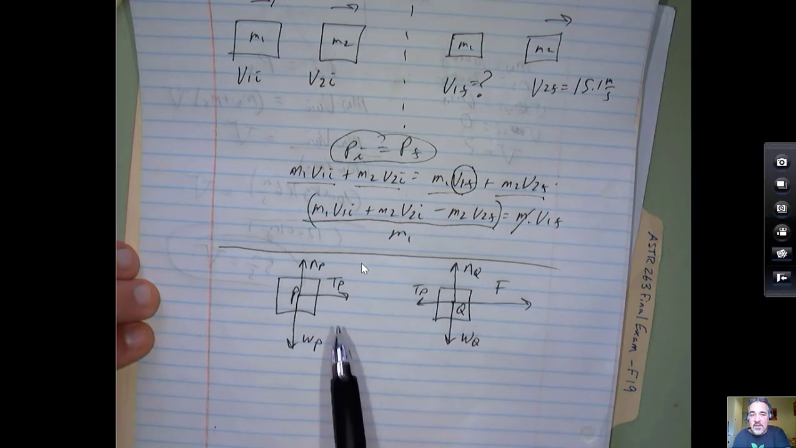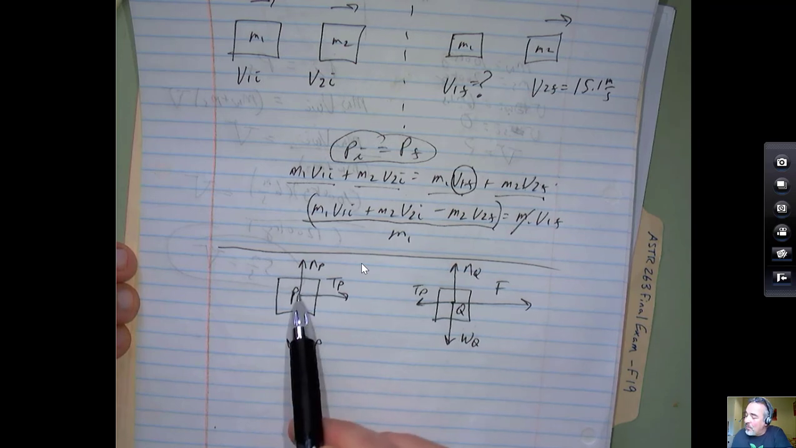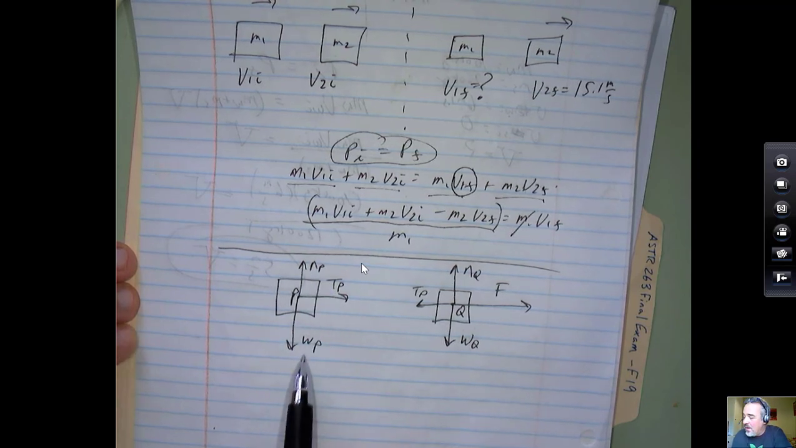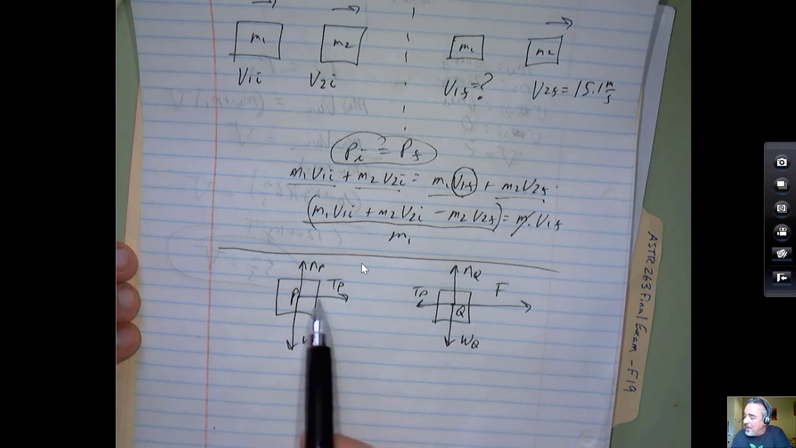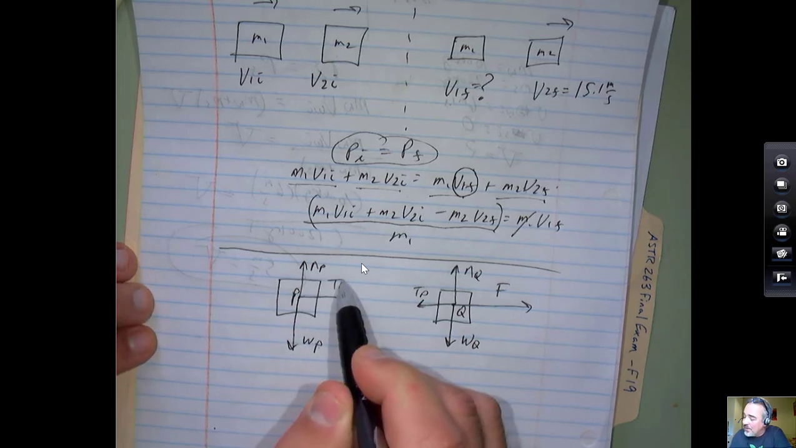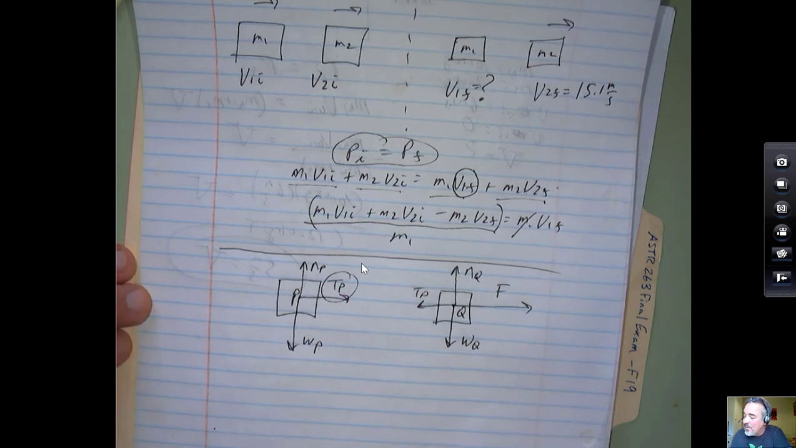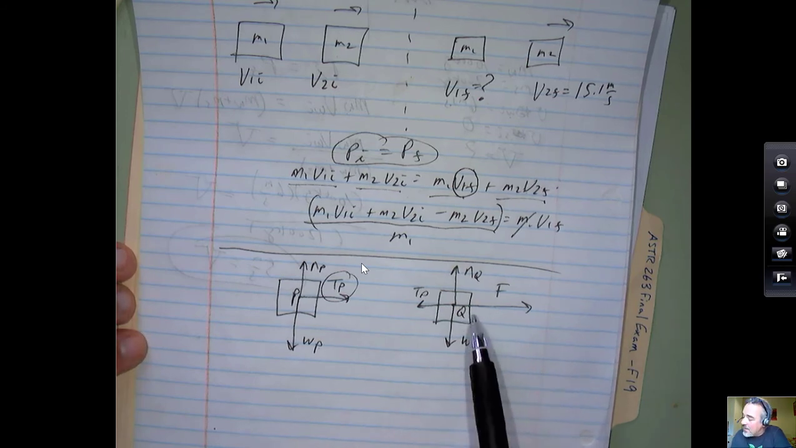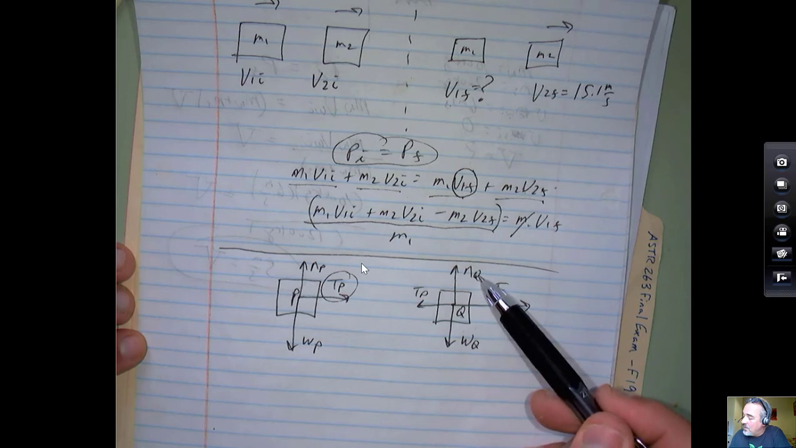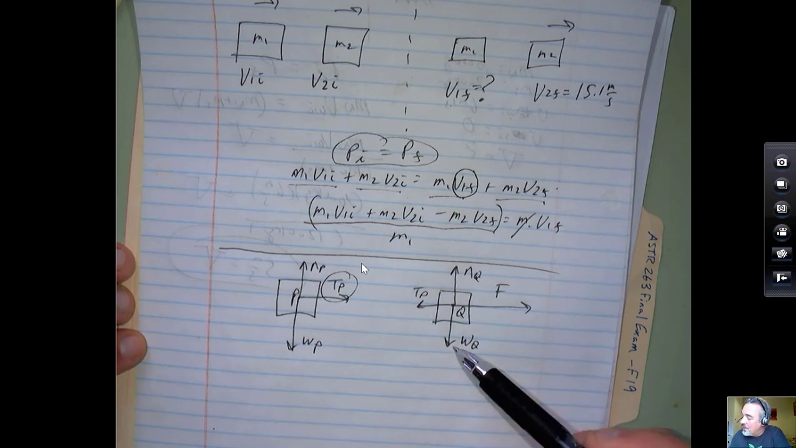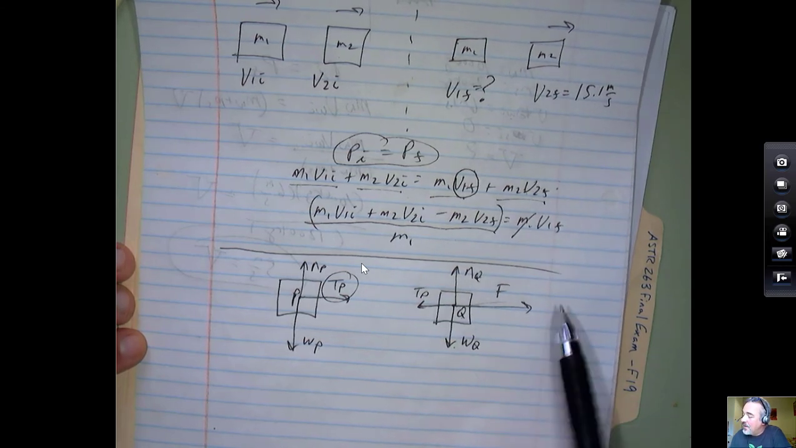Okay, so I've constructed the free body diagram for each of them. Here's P's. Normal from the ground on P, weight on P. I call this one tension on P. This is what we're trying to look at, the tension on P, in comparison to F. Now, here's the free body diagram for Q. Normal on Q from the ground, weight on Q from the earth. Here's that outside force, F.